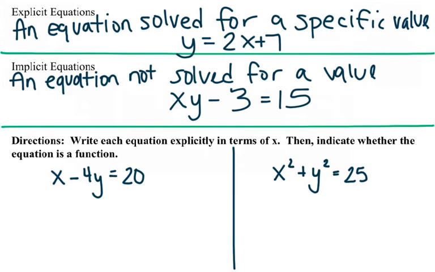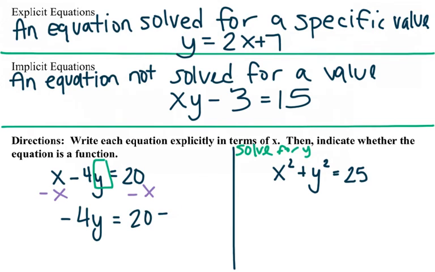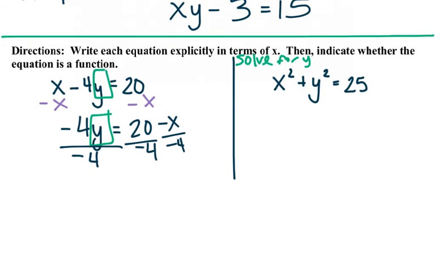So directions. We're going to write each equation explicitly in terms of x. If it's in terms of x, it means solve for y. Then we're going to indicate whether it's a function or not. So I'm trying to get y by itself. The first thing I need to get rid of is that x. It's positive, so I'm going to subtract. So I have -4y equals 20 minus x. And then the last thing I'm going to do, remember I'm trying to get y by itself: because the -4 and the y are being multiplied, I'm going to divide everything by -4. And I do mean everything when you do this.